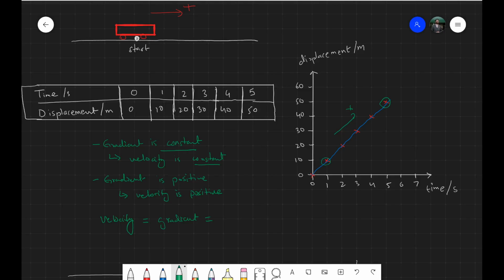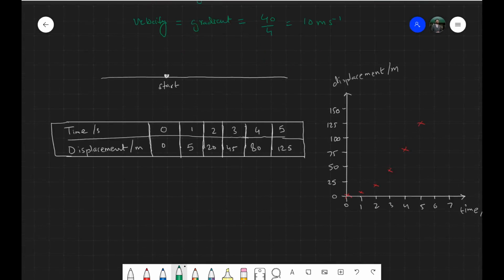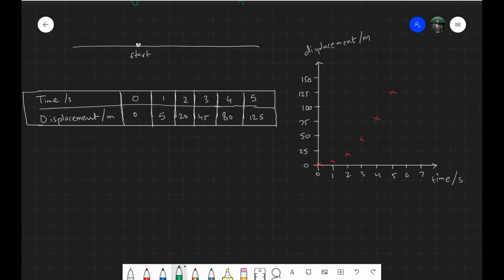So let's say I'll pick this point and this point, and I can conclude that the change in the quantity y, y2 minus y1, is 50 minus 10, which is going to be 40, and if you subtract the times, 5 and 1, you get 4. So 40 over 4 gives me 10 meters per second. That is the velocity of the car. Alright then, what about this situation?